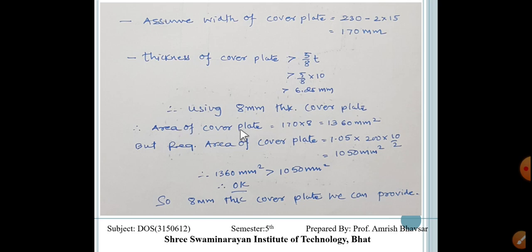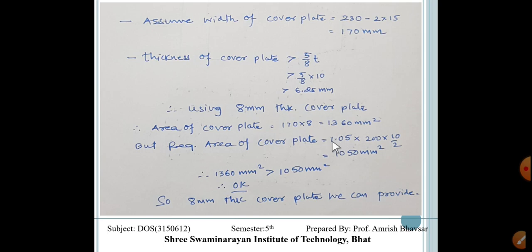Now the area of the cover plate that we are going to put on the connection, whether it is sufficient or not, must be checked by us. Here the width of that cover plate is 170 mm, that we found out, and the thickness 8. So here our area of cover plate is 1360 mm square. Now what area is required for the cover plate?